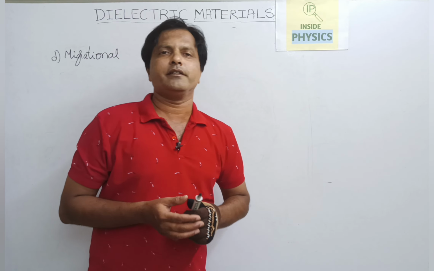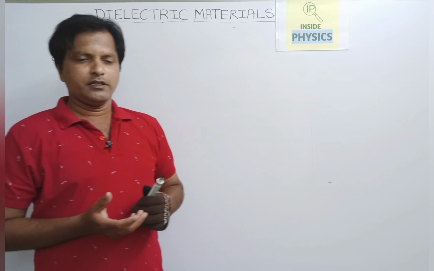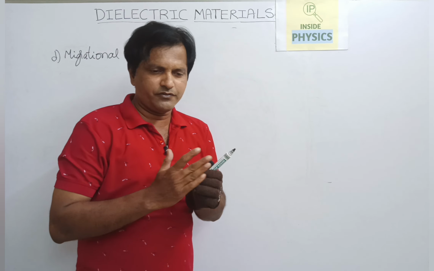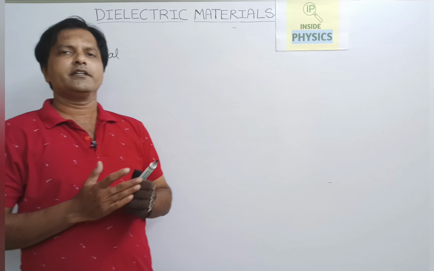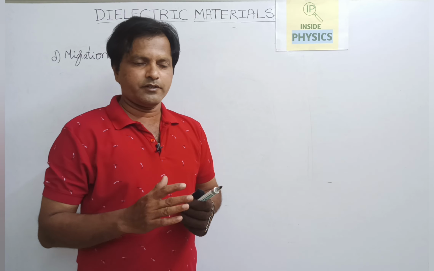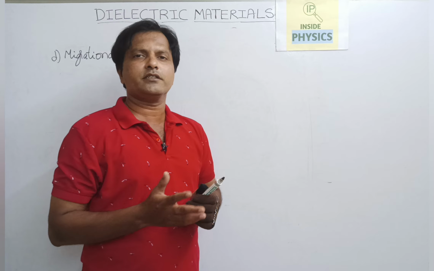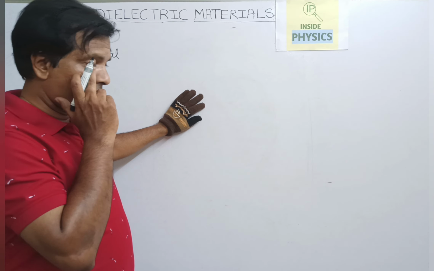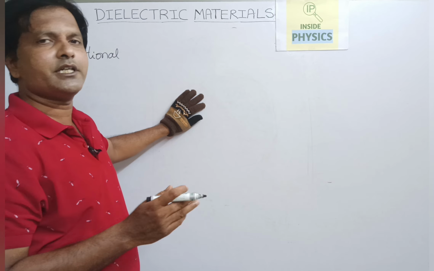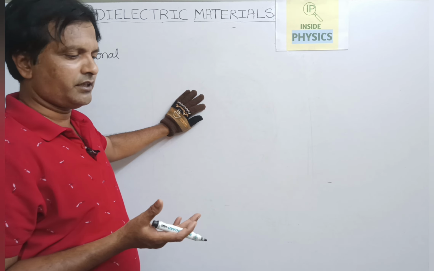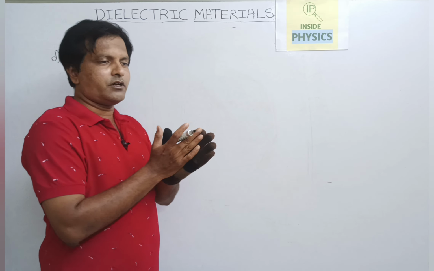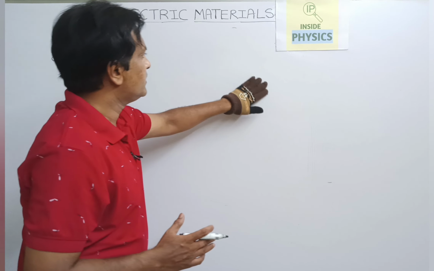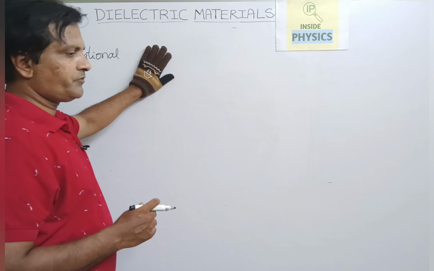heterogeneous dielectric materials. What are heterogeneous? Heterogeneous materials will have different electrical properties in different directions and in different phases also. So in different phases, the electrical properties will be changing. They are called heterogeneous because the electrical properties are not uniform throughout the material.